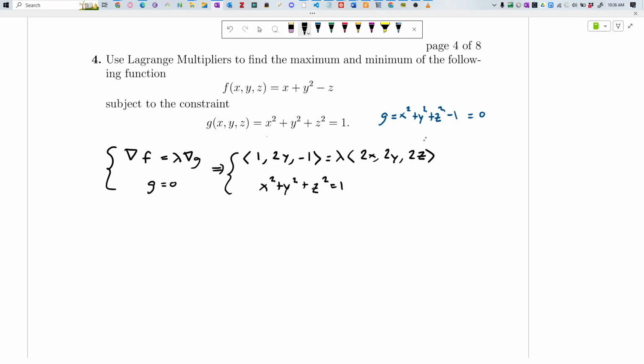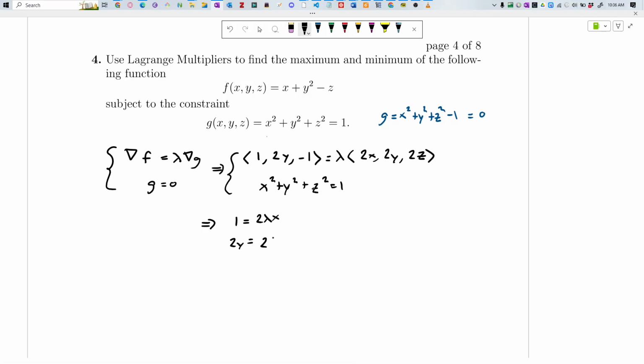But you can see that that's the same as saying that this g expression is equal to 0. Okay, now let's fully expand that out into a system of 4 equations. So this is saying that 1 is equal to 2 lambda x, that 2y is equal to, that's kind of weird, 2y lambda.